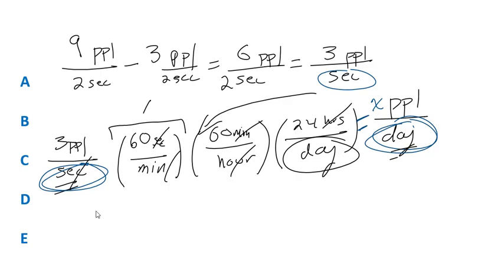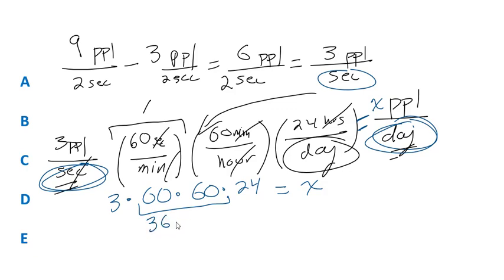All right, let's do the math. 3 times 60 times 60 again times 24 equals X people per day. What's the quickest way to do the math? Well, 60 times 60, that's not so bad. 6 times 6 is 36, and then we'll add 2 zeros. So 3,600. So 3 times 3,600 times 24. Next step of pretty quick math, 3 times 24. 3 times 20 is 60. 3 times 4 is 12. 60 plus 12, 72.